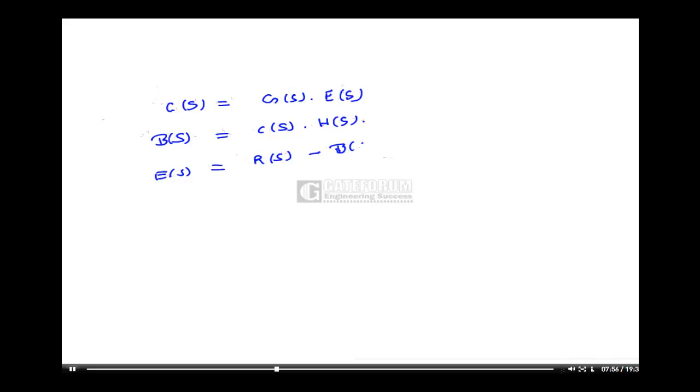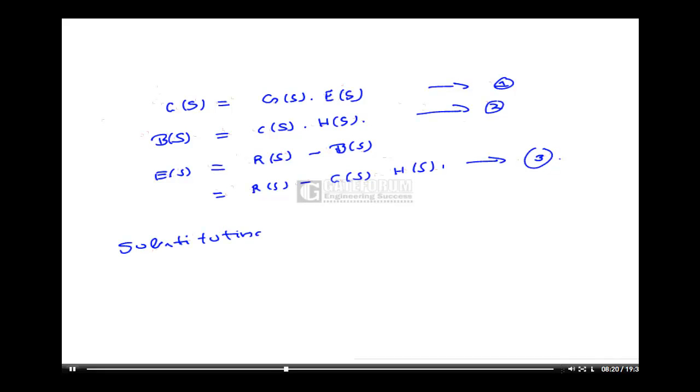By looking at the block diagram, I can write C(s) is equal to G(s) into E(s). B(s), which is the feedback signal, is given by C(s) into H(s). Error signal E(s) is given by R(s) minus B(s). So I can write this as R(s) minus C(s) into H(s). Let this be equation number 1, this be equation number 2, this be equation number 3.